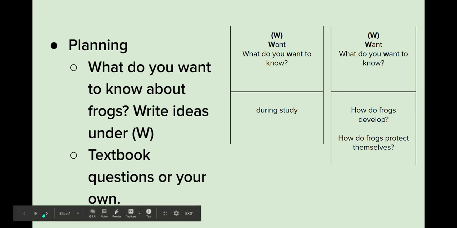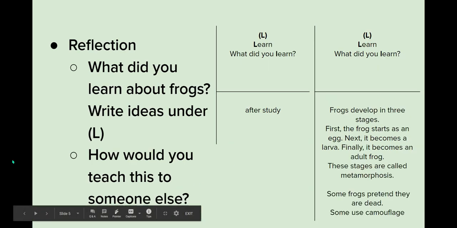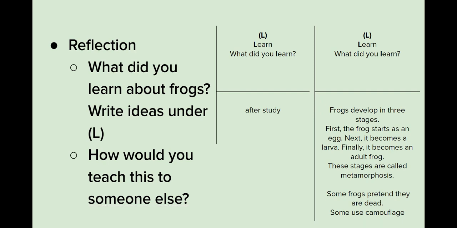The result at the end is, after you finish reading, look at what you learned. What did you learn about frogs, for example? And then again, write your ideas under the column L. And you can think at this stage that thinking about what you learned is useful if you want to teach somebody else. If you can teach somebody else, it means you really understood what you learned from that reading.